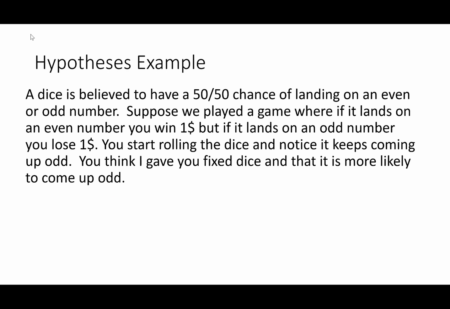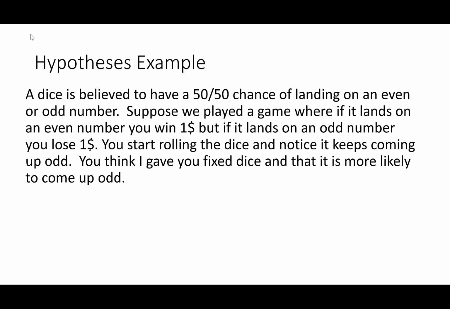In this example, suppose I gave you a dice. And imagine we were playing a game where if you roll that dice and it comes up as an even number, you win $1. But if it lands an odd number, you lose $1. So you'd think there's a 50-50 chance of throwing or rolling an even or an odd number. We both have the same likelihood to win or to lose $1.